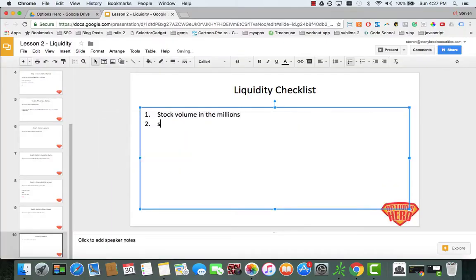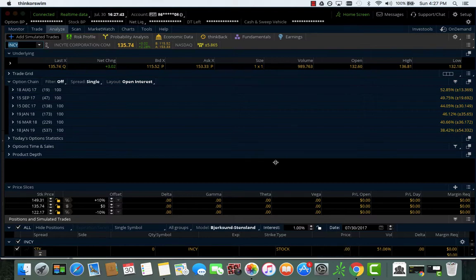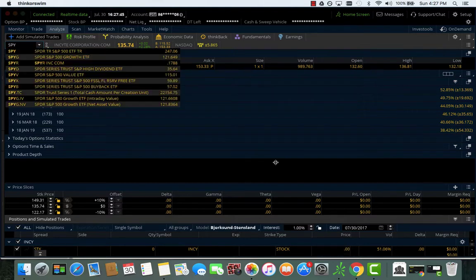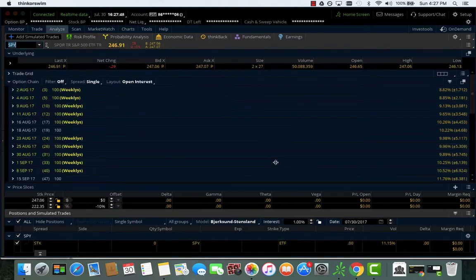Step number 2, stock bid-ask spread, less than or equal to 7 cents. Again, the reason is we don't want to pay up or take an immediate loss just to be able to get in there. There is no trade, no opportunity, no setup that is so good that you should be taking an immediate loss just to fill the trade. Never.